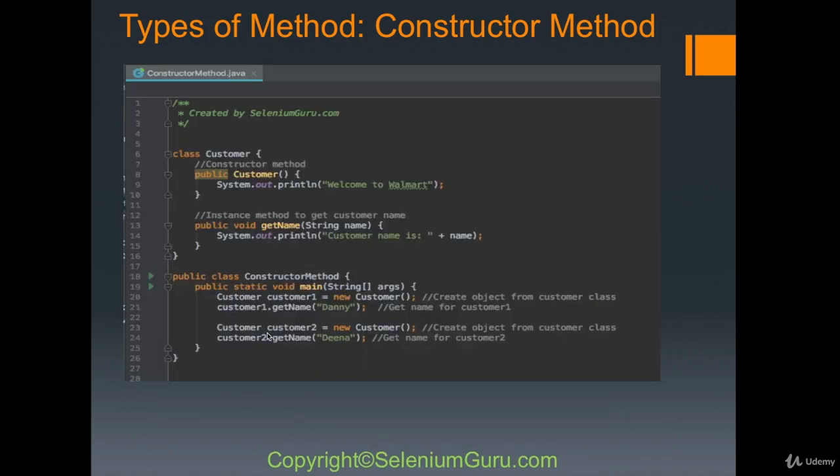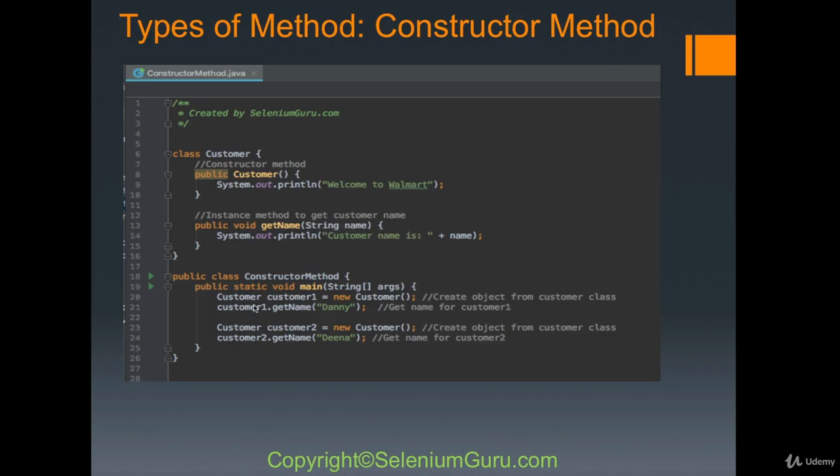So now let's check another example here. I've got this class here, customer, and I've got this default constructor, and I know this is a default constructor because it does not have any parameters in here, and I'm overriding that constructor method here with this statement here, which is going to say welcome to Walmart. I've got this instance method here, get name, okay, and it's got that parameter name, and it's going to print out the customer name is whatever the name you provided there.